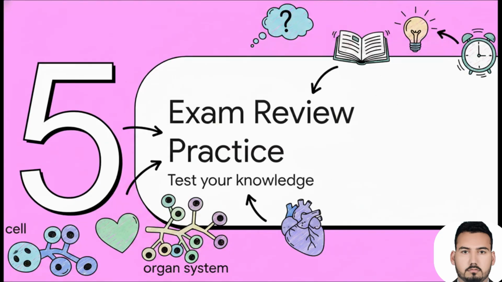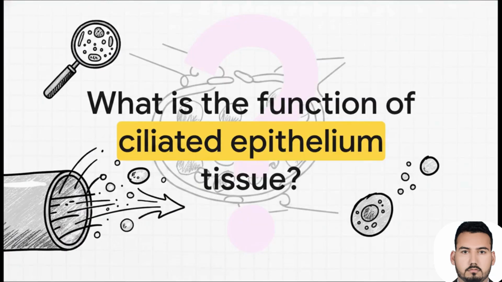And finally, Section 5, Exam Review Practice. All right, my focus learners, we have covered the foundations, the tissues, the organs, the systems, and the history. Let's slow things down a bit. It is time to lock in what we've learned with our exam review practice. I'm going to ask you 5 rapid-fire questions sourced straight from the textbook material we just covered. Are you ready? Question 1.